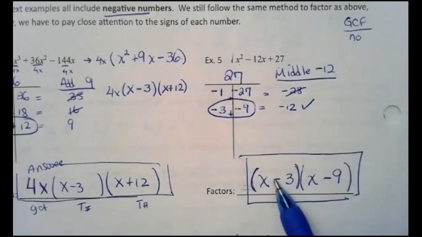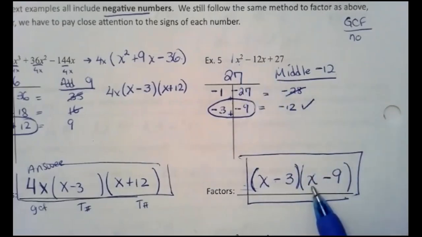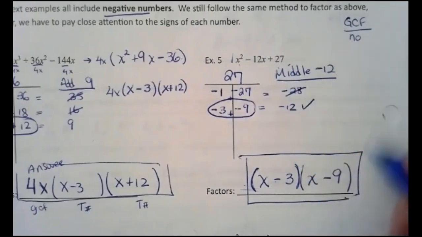If I multiply these back together, firsts, got it. Outers and inners, negative 9x, negative 3x makes negative 12x, got it. Last, a negative 3 times a negative 9 is a positive 27, got it. This one checks out.